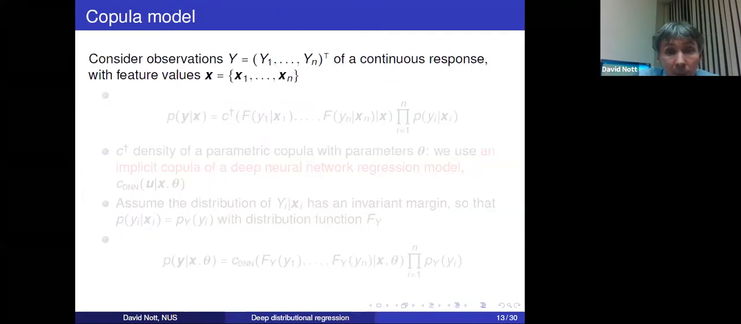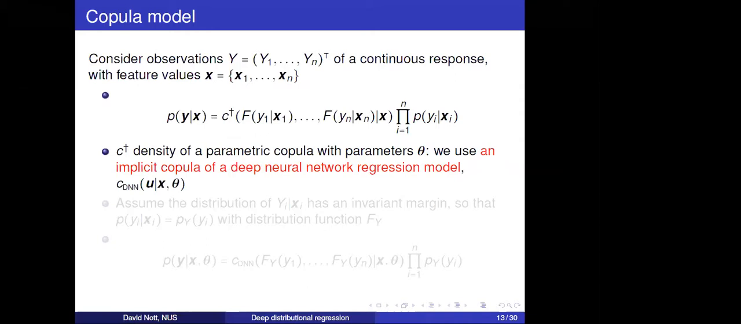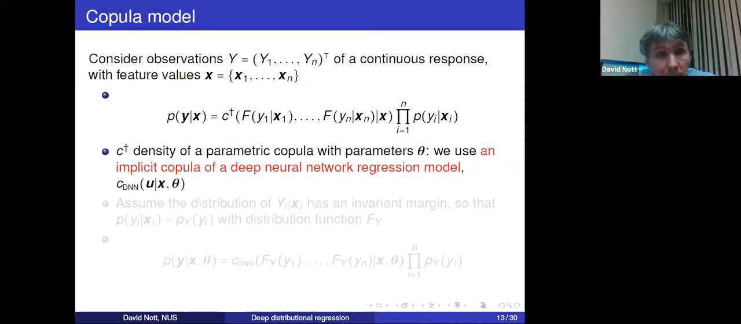Okay, so in a bit more detail, this is how our model works. Let's write y for the vector of the n responses. I'm going to write x for the set of all the features for the n responses. So yi is the ith response, xi is the corresponding feature vector. Let's define a conditional density for y given x based on a copula decomposition.